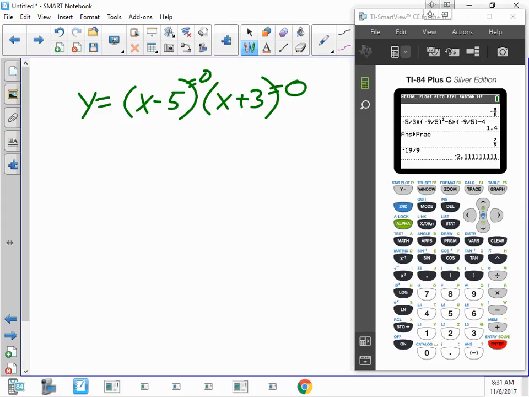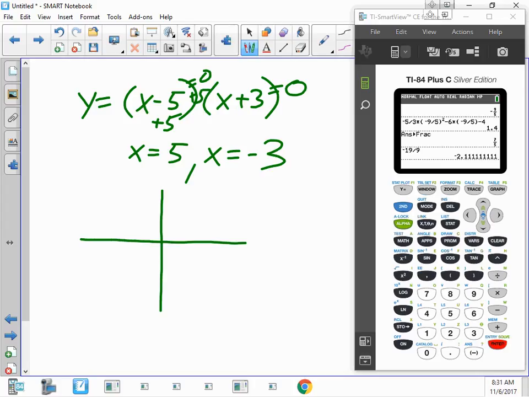x minus 5 equals 0, so I need to move the 5 to the other side. I use addition. Plus 5. So x equals 5, and I do the same thing on the other side, and I get x equals negative 3. All that tells me is where the quadratic hits the x-axis.